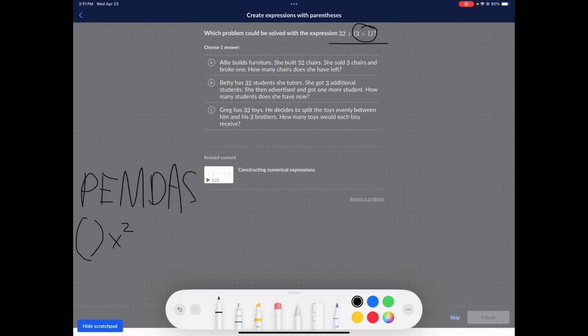Multiplication is self-explanatory. You probably do multiplication in this lesson and right now. Division is also pretty self-explanatory because it is in this problem. Addition is self-explanatory and subtraction is self-explanatory. And you must go in this order. However, that's only the case with parentheses and exponents. Multiplication and division and addition and subtraction are interchangeable.